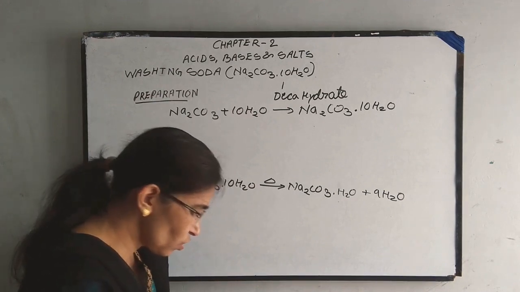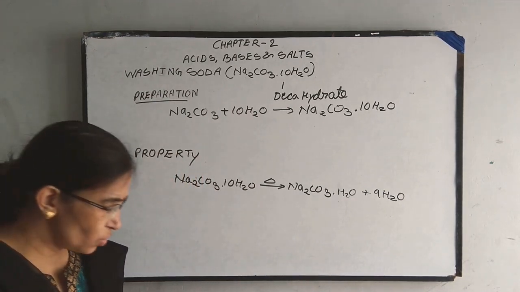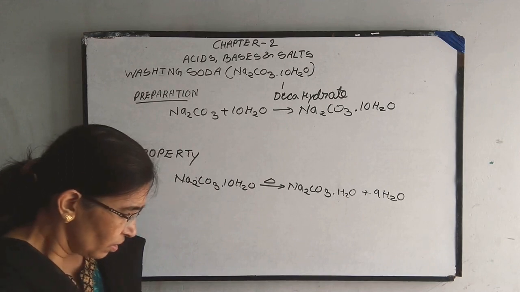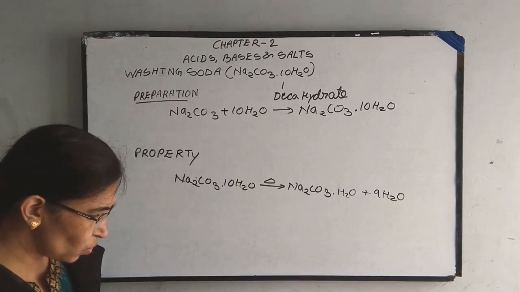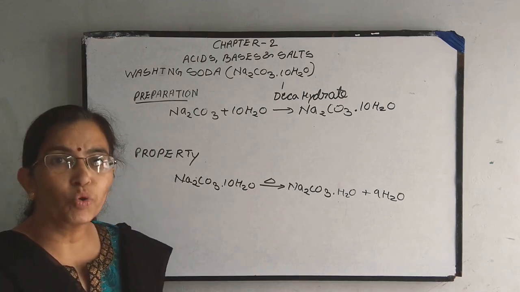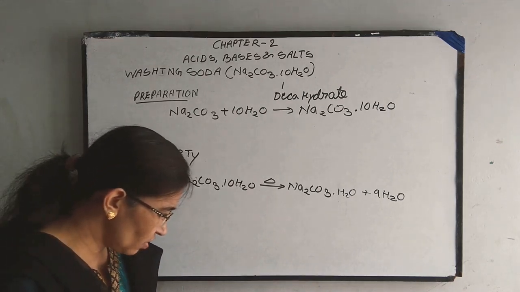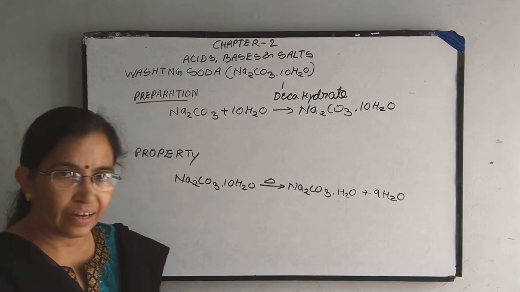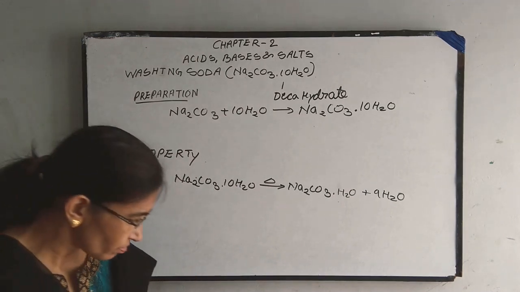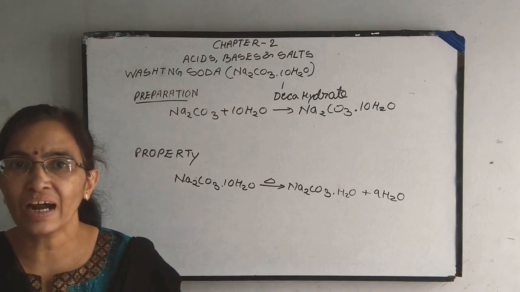Now see the uses of washing soda. Washing soda is used in the glass, soap and paper industry. Another use is in the manufacture of borax. The third is that it is used as a cleaning agent for domestic purposes. And the main important use is that it removes the permanent hardness of water.